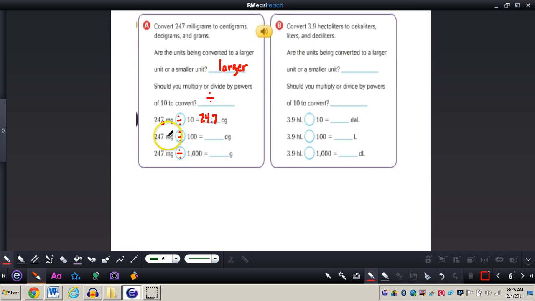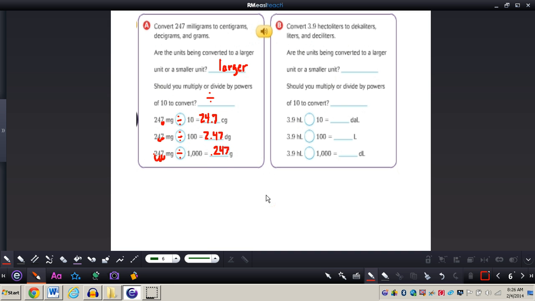Now 247 milligrams divided by 100 equals how many decigrams? 2 powers of 10 means we divide by 100, so we move the decimal point 2 places to the left, for 2.47 decigrams. And finally, 247 milligrams divided by 1,000. We move our decimal point 3 places to the left, 1, 2, 3, for 3 powers of 10, which is 247 thousandths of a gram.